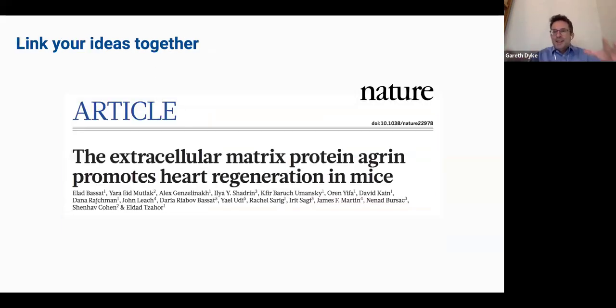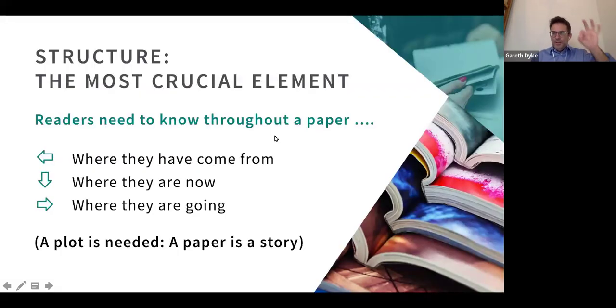So we link ideas together. Here is an article title from Nature. It tells you something about a result. This is called a declarative title, by the way, and it's one of the kinds of article titles that you could choose for your next paper. Matrix protein agrin promotes heart regeneration in mice, for example. This is a declarative title. It tells you the result of the study. This protein promotes heart regeneration in mice. That is one kind of title that you could choose for a study that you put together.